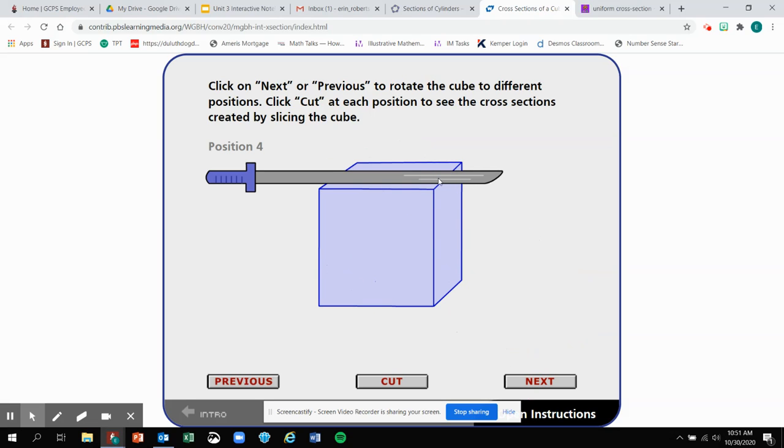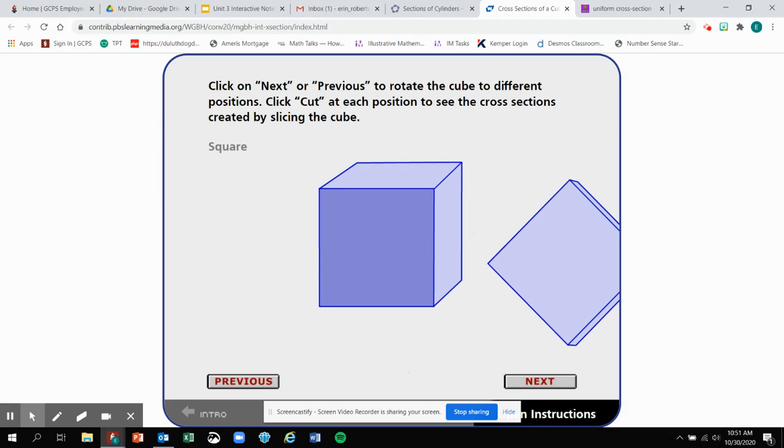All right, now this one is going to go straight down. So it's going straight from the top all the way down. This would be called perpendicular to the base. When I'm cutting perpendicular to the base, I'm going to get the face of whatever side I'm looking at. So in this case, when I cut perpendicular to the base, I'm going to get a square. So for perpendicular to the base, I want you to put square.